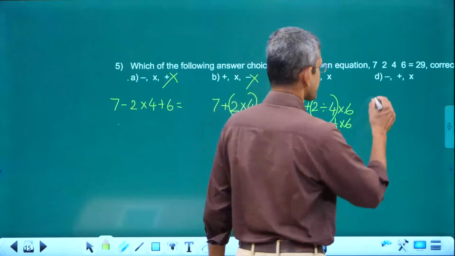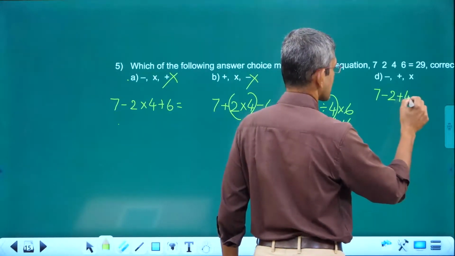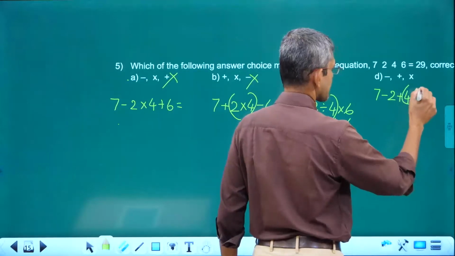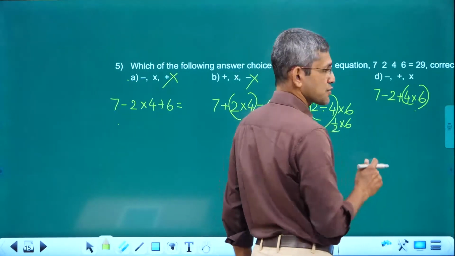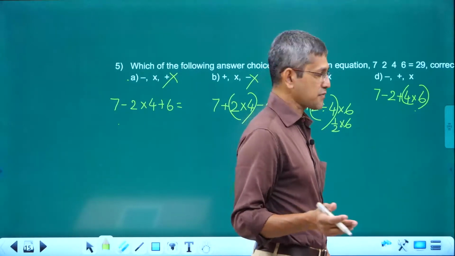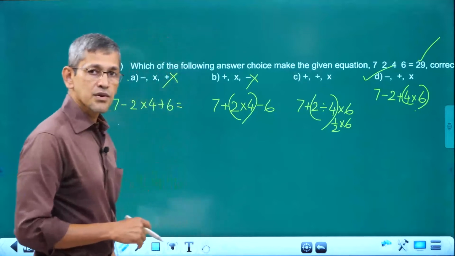Let's try this. 7 minus 2 plus 4 into 6. So 6 into 4 is 24. 24 and 7 minus 2 is 5, plus 5. So 24 plus 5 is 29. Perfectly all right. Let's go for the next one.